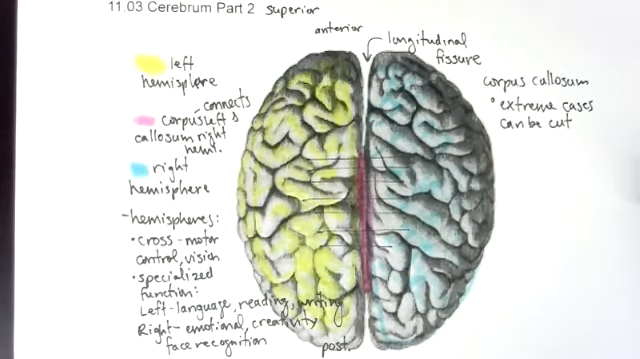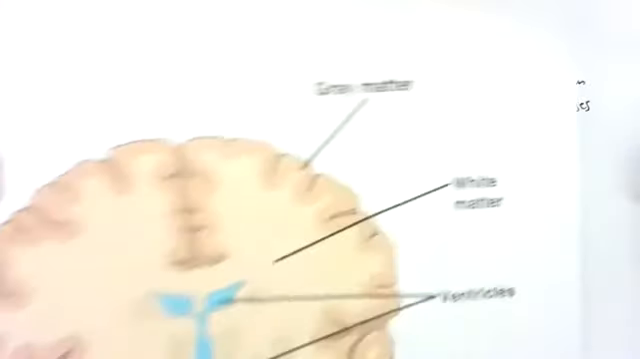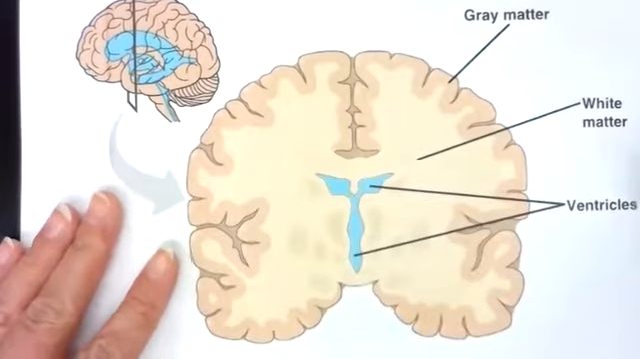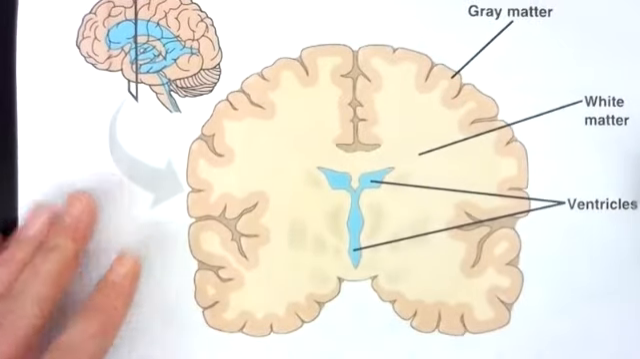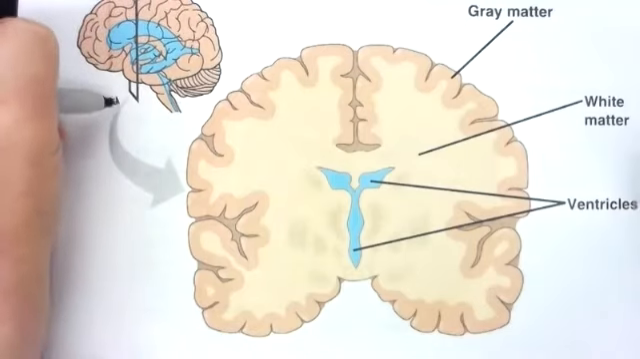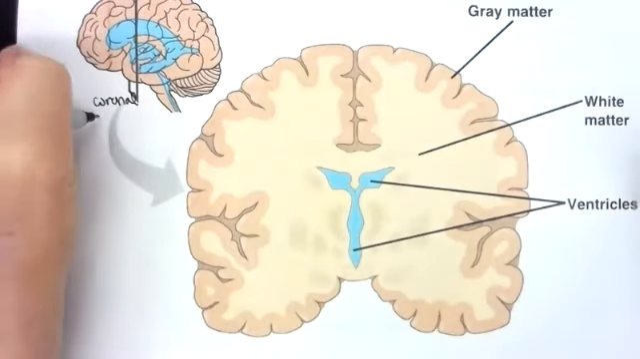The other thing in the cerebrum we need to talk about are what are called the basal nuclei. So we're going to look at a coronal section here. And what you see up on this diagram is that they've done this coronal section.